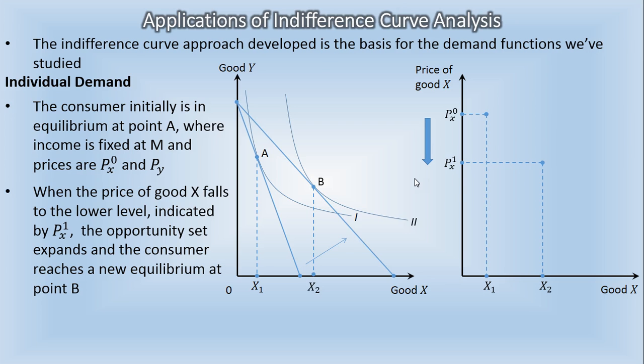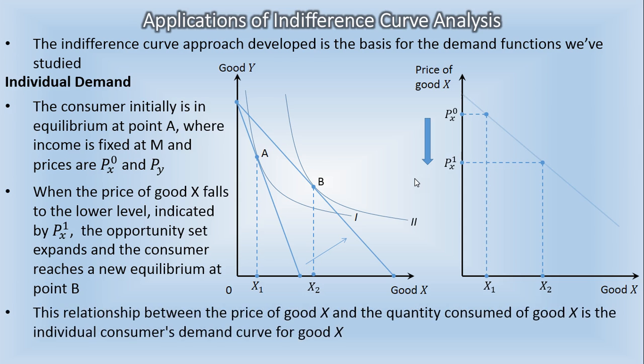So the budget line pivots out, the consumer then moves to this optimal consumption bundle, the most affordable and most preferred consumption bundle, and that consumption bundle has a higher amount of good X. So at this now lower price, P1X, the consumer is now consuming X2. So we plot that point here. There's our price lower than the initial price, corresponding to that higher amount of X being demanded, consumed by this consumer. So the relation between the price of good X and the quantity consumed of good X is the individual's demand curve for good X, right? We can connect the points and we can then have the demand curve for this individual consumer.